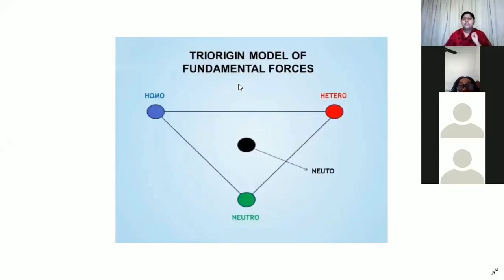So in the Triorigin model, we have 4 forces. How many forces do we have? We have 4 fundamental forces, and the names of these 4 forces are hetero, homo, neutro, and neutro.